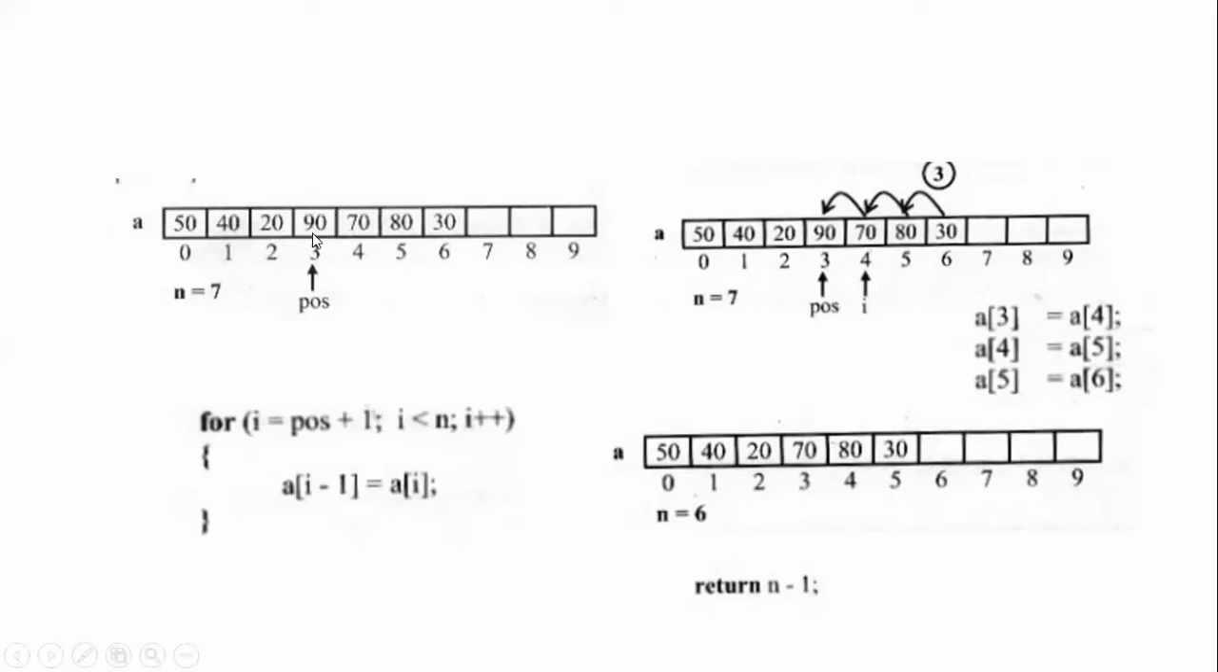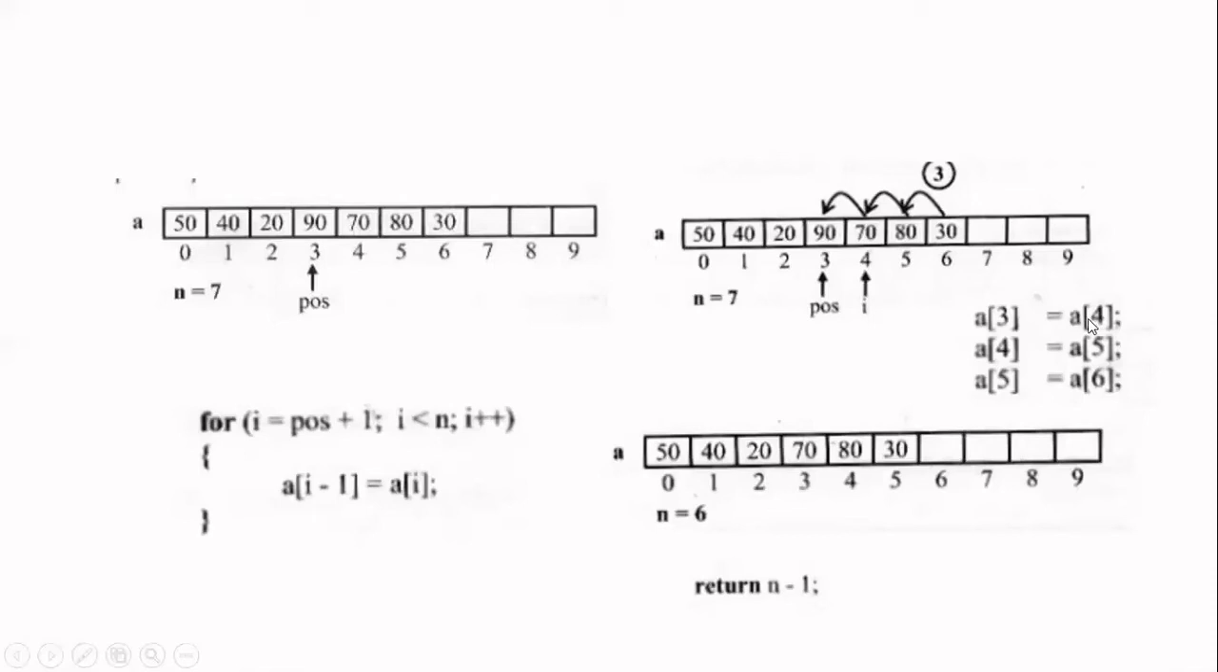So what we have to do is move this 70 to the position of this 90. After that, this 70 will be empty now. Empty in the sense it is not with valid data. So now you have to move this 80 to 70. Then you have to move 30 to 80. Likewise, you have to proceed. These are the steps I have given: move 70 to 90, move 80 to 70, move 30 to 80. So the instructions are like this.